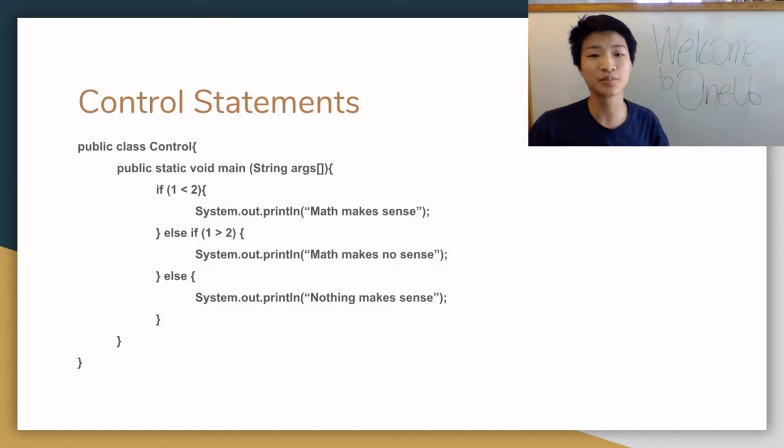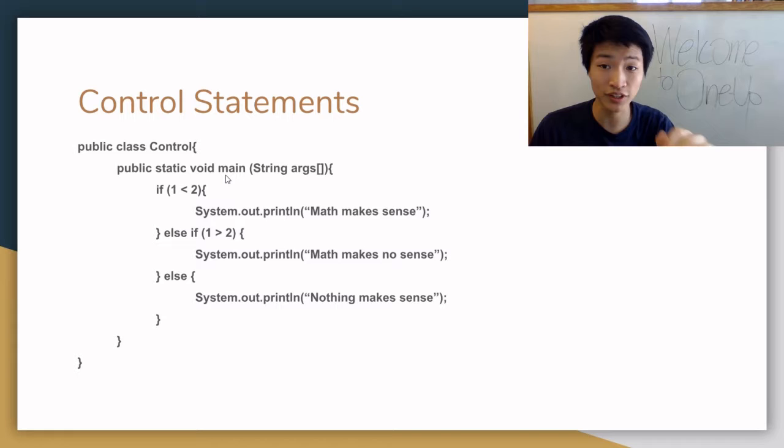So, this is a little piece of code we have. You have a class titled Control. So somewhere on your computer, there's a file called Control.java. And we have our main function, the first function that runs when we run this code.